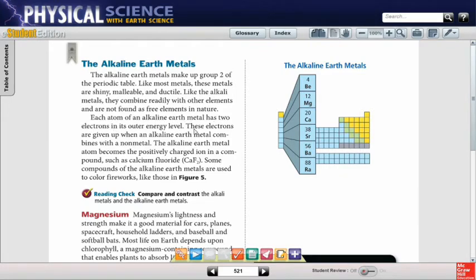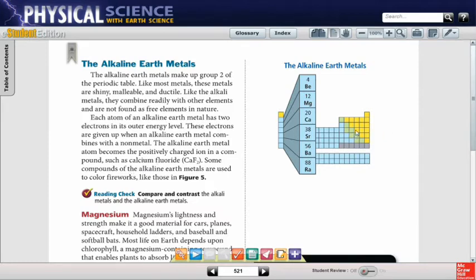Hey, we just said that. These electrons are given up when an alkaline earth metal combines with a nonmetal. The alkaline earth metal becomes the positively charged ion in a compound. Well, just like the sodium gave away 1 electron. Remember, sodium's right over here. Well, magnesium gives away 2 electrons. So it's the same idea.